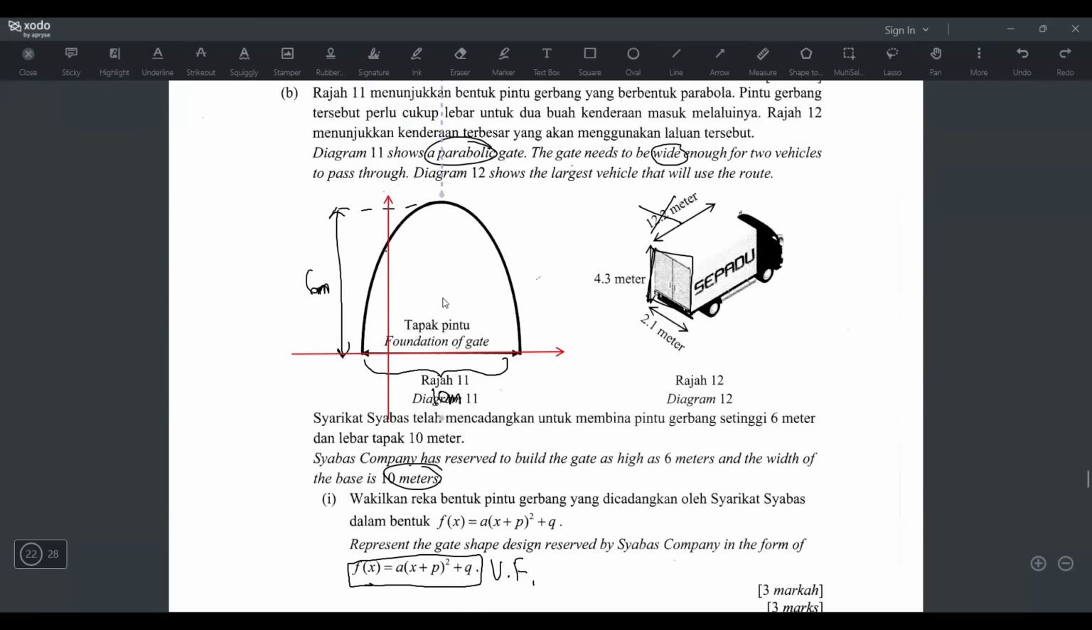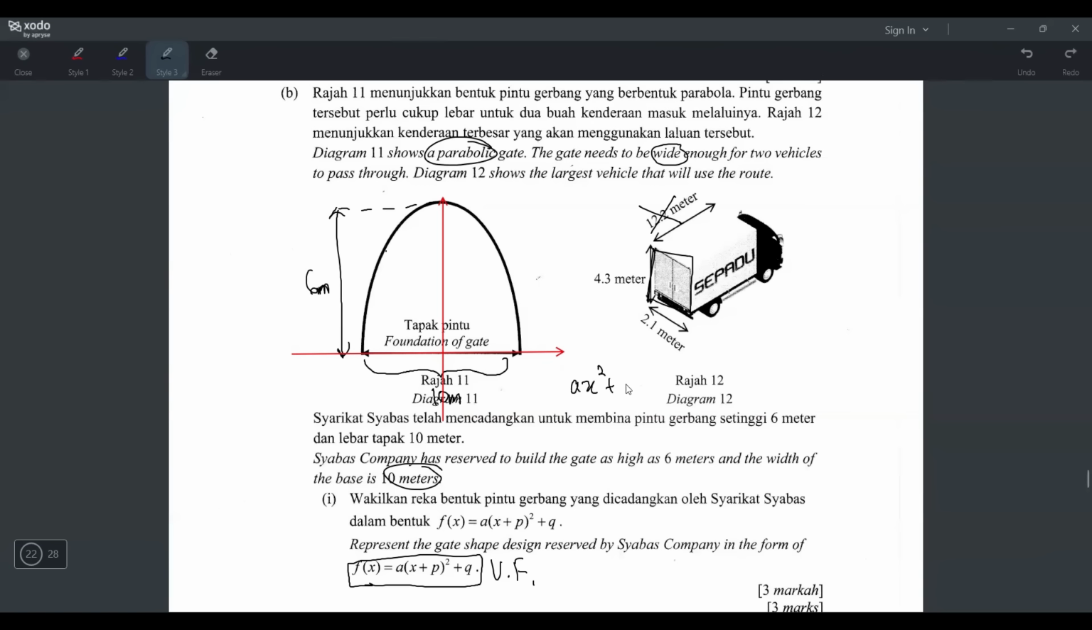But I feel like it will not be here, because if it's here, then your axis of symmetry will be the y-axis, and your p will be 0 already. It will just be like ax squared plus c, if you write in general form. And if you write in vertex form, it will be like that too, because your p will be 0. So it's like x plus 0. Because the p value is the axis of symmetry, right? So if it's in the middle, then it will be 0 already.